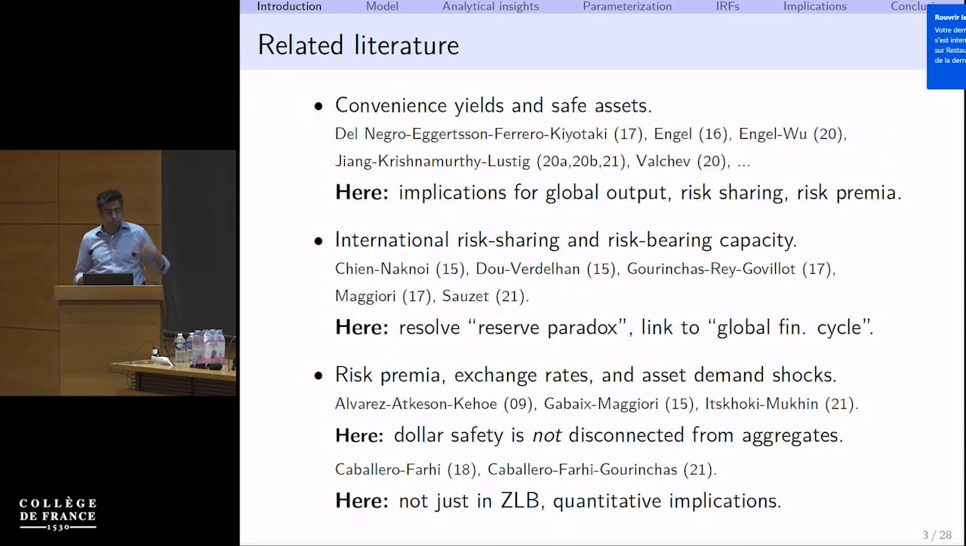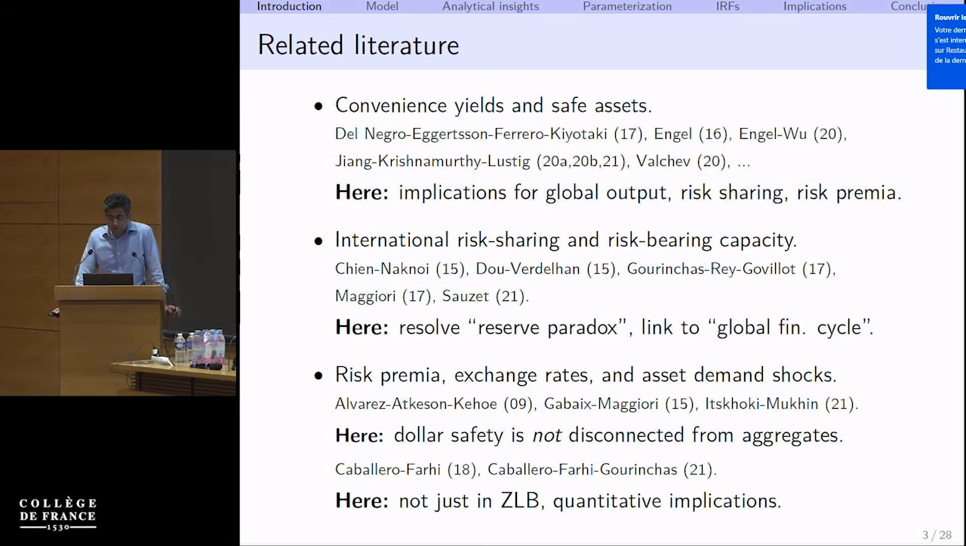The paper sits in between literatures on convenience yields, international risk sharing that I mentioned, and a growing literature on what you might call asset demand shocks in macro finance and international. Let me emphasize the 2 papers on the bottom, which are the work of Emmanuel on safety traps and the global dimensions of safety traps. The essential economics in this paper is borrowed from those 2 papers.